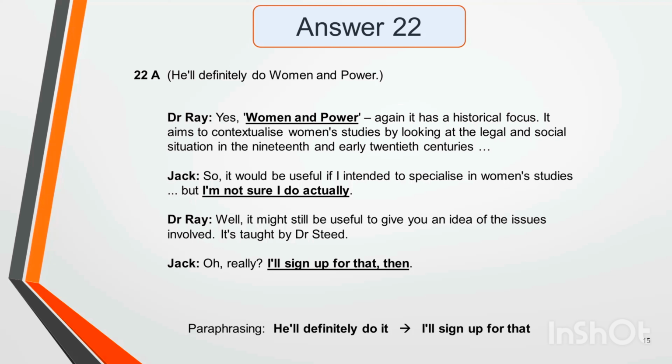At first, Jack says that he's not sure about taking women's studies, which suggests that he may or may not do it. But when he hears that the tutor teaching the course is Dr. Steed, he changes his mind and decides that he will definitely take the course. This is how the answer has been paraphrased. For he'll definitely do it, Jack says, I'll sign up for that then.